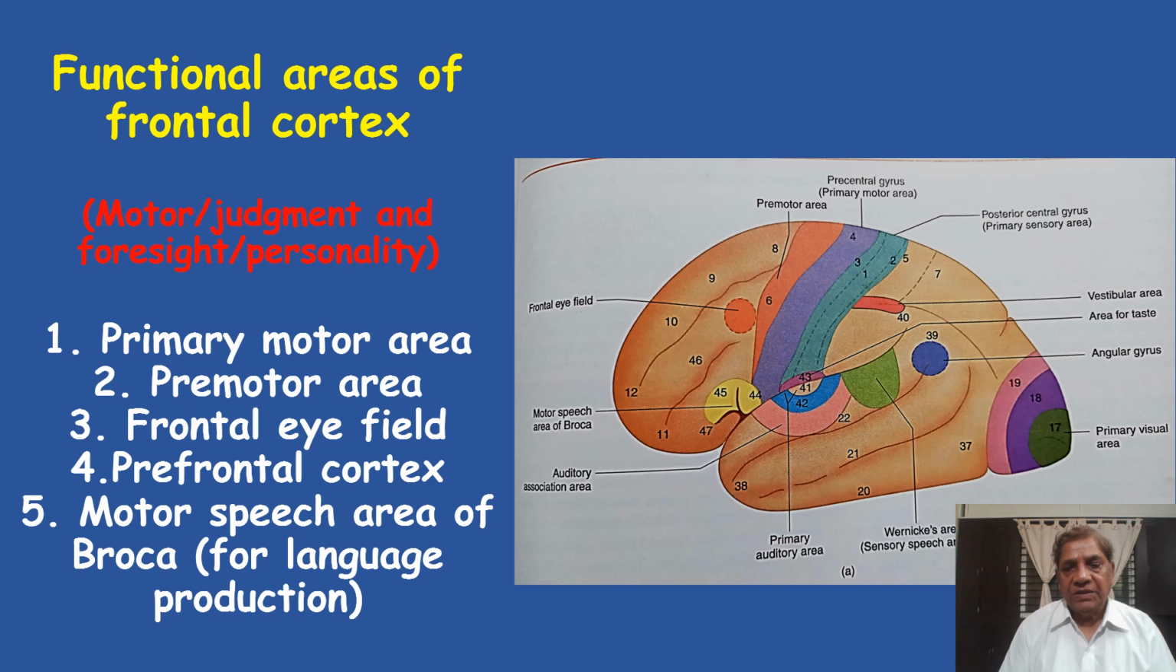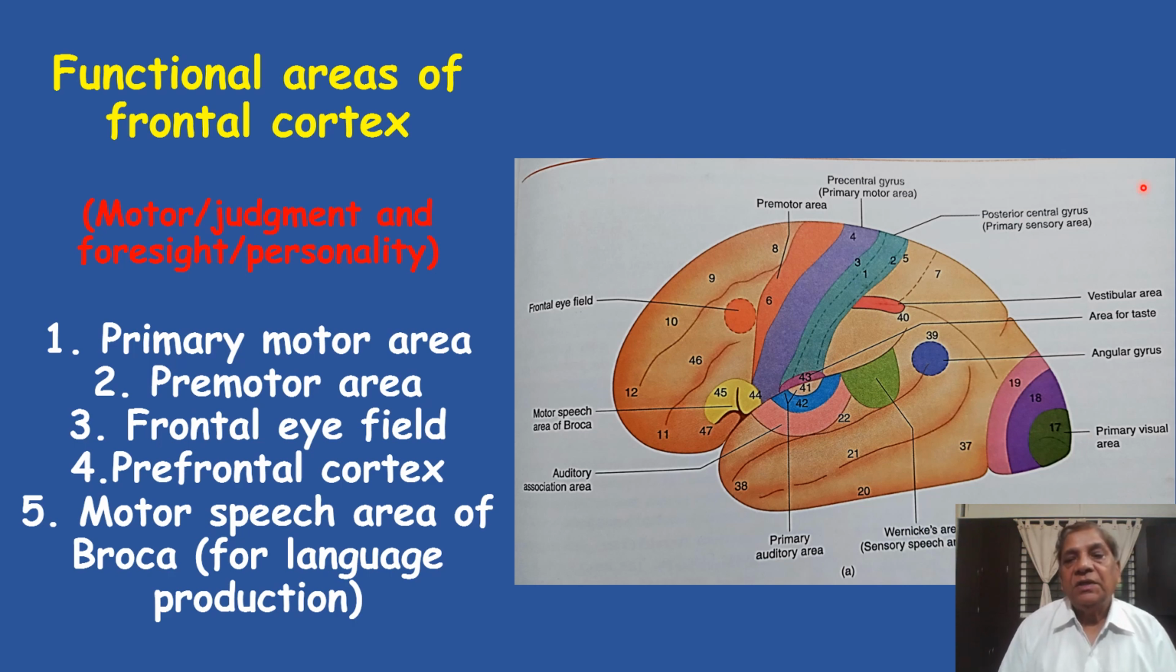Now, with this brief introduction to the functions of the functional areas in the cerebral cortex, the various lobes are the frontal, parietal, occipital and temporal lobes. Now we will confine ourselves only to the functional areas of the frontal lobe.